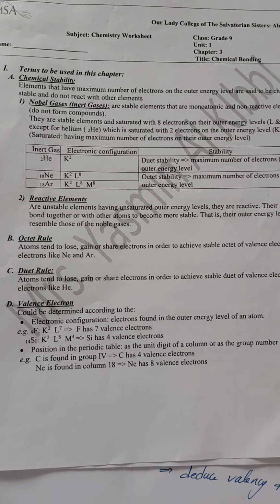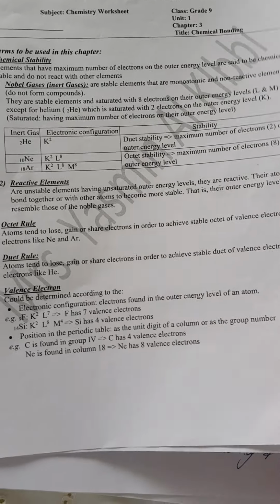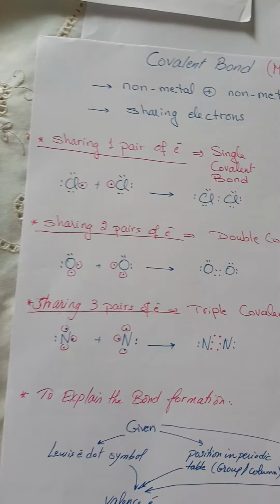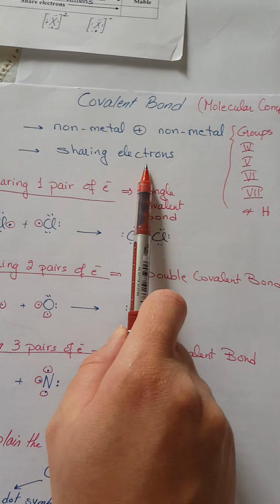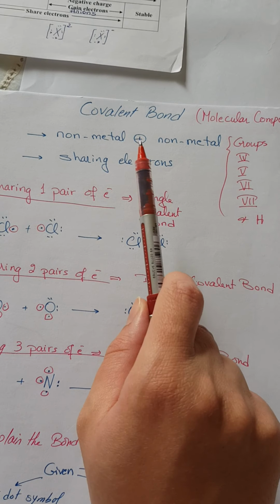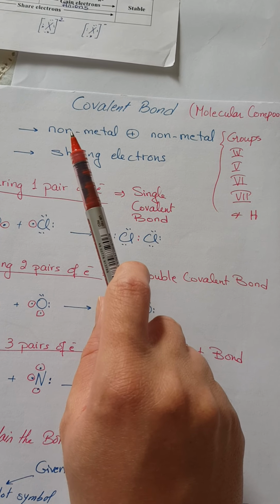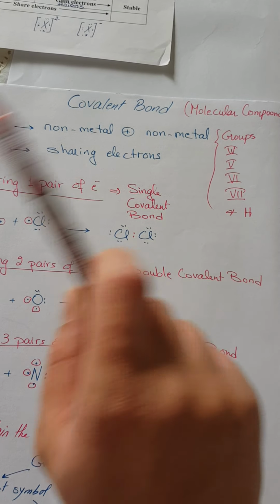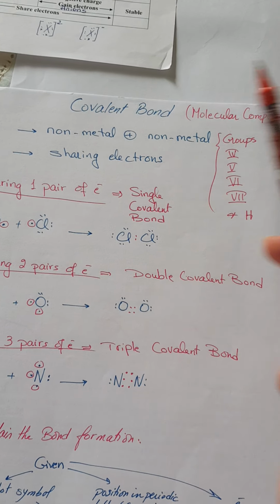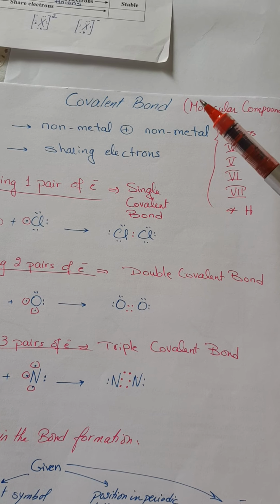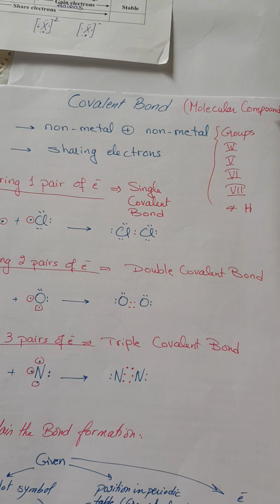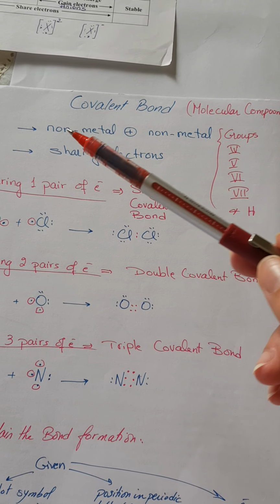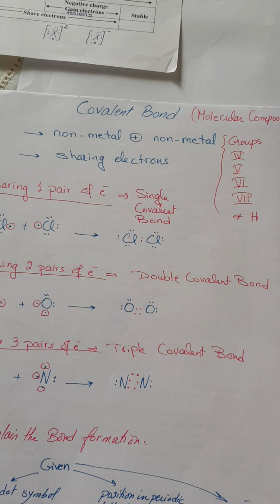We come to the part of the covalent bond, where atoms share electrons. It's a bond that is formed between a non-metal and another non-metal. As we previously explained, the ionic bond is a metal with a non-metal. Here we have two non-metals.